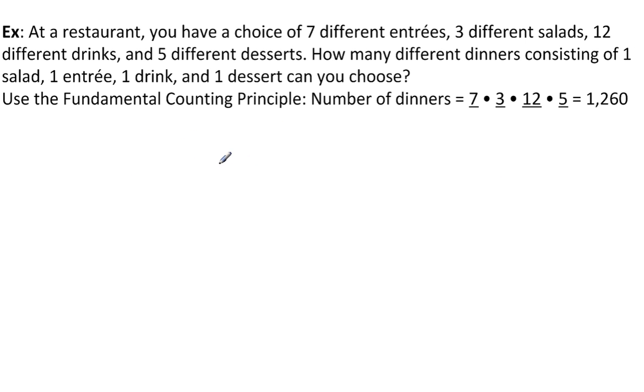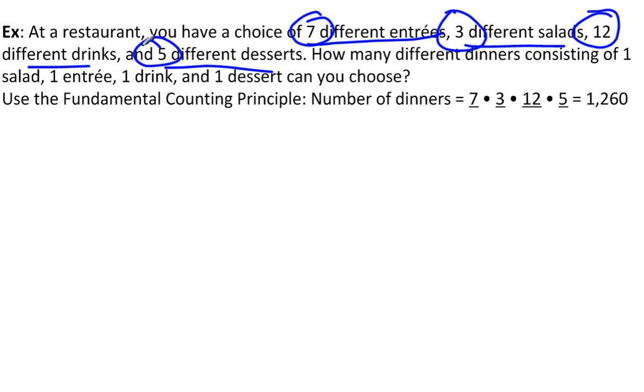So you got this restaurant here, you got 7 entrees, salads, drinks, desserts. So if you're going to choose one of those things, you take your choices for each. You got 7 choices times 3 choices times 12 times 5. So you multiply all those out, and what it means is that this place has 1,260 different types of meals that you can have that evening if you pick one of each of those different things.